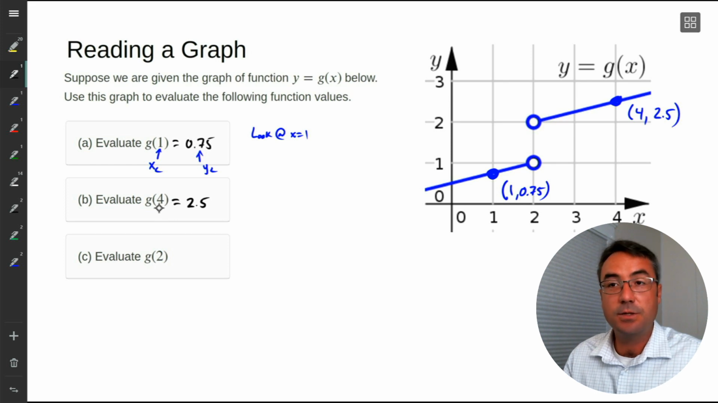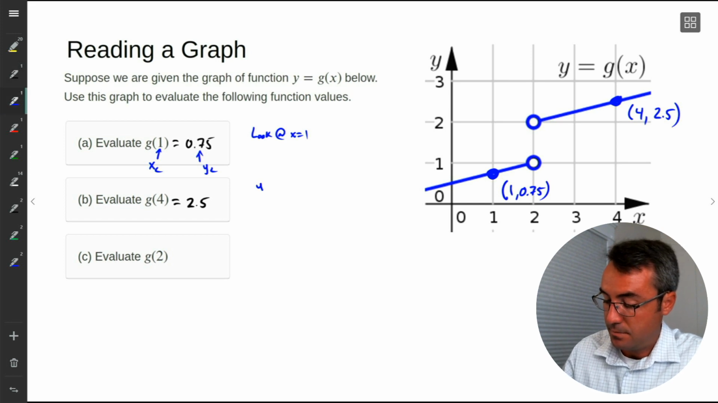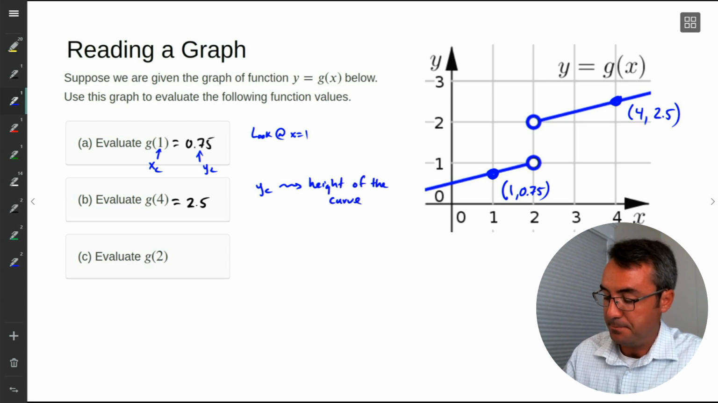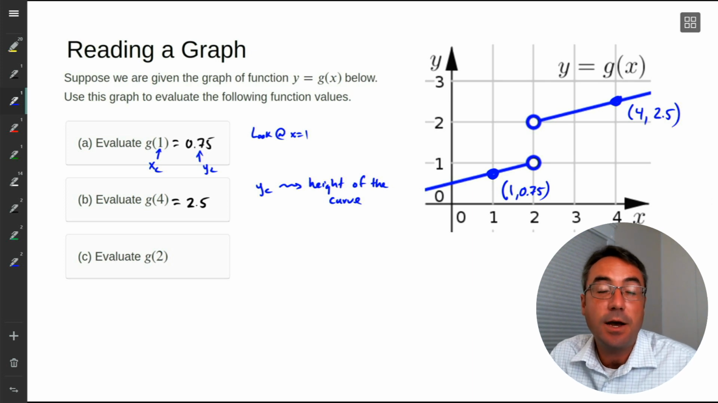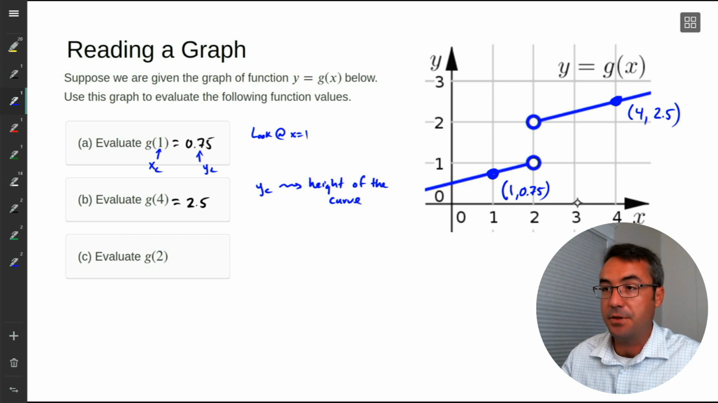The x-coordinate is where we're looking, and the y-coordinate is the height of the function. So you might think of our y-coordinate as the height. It's helpful to think of it like that. So at x equals 4, the height of our curve is 2.5. We're 2.5 units above this horizontal axis. All right.